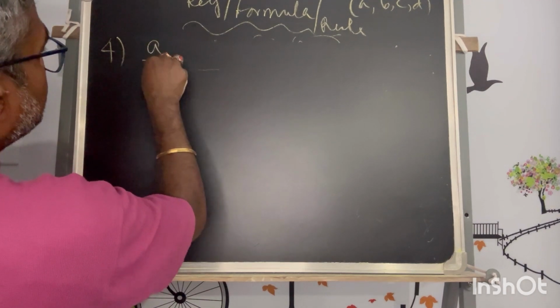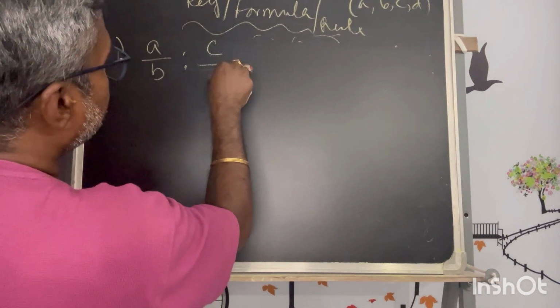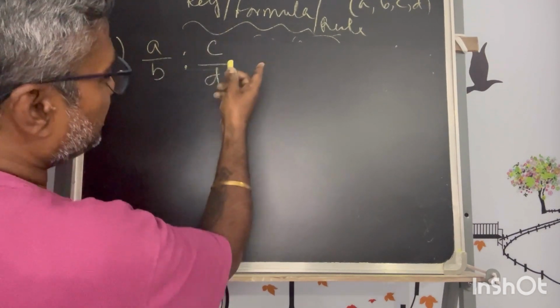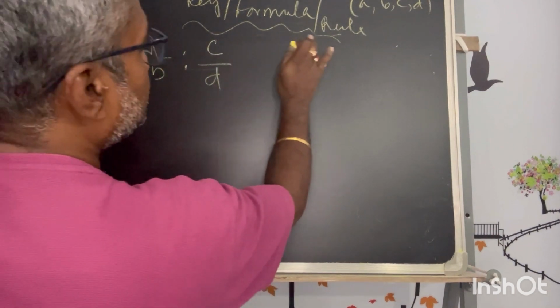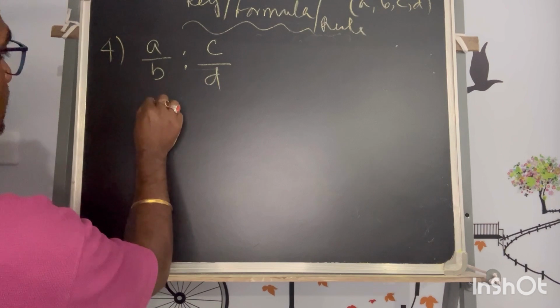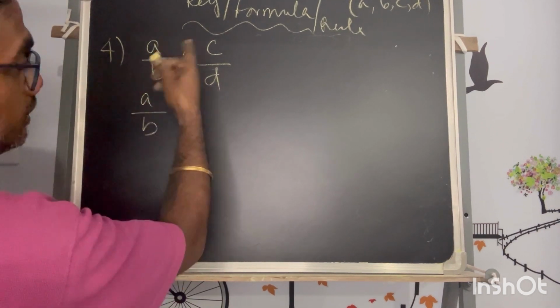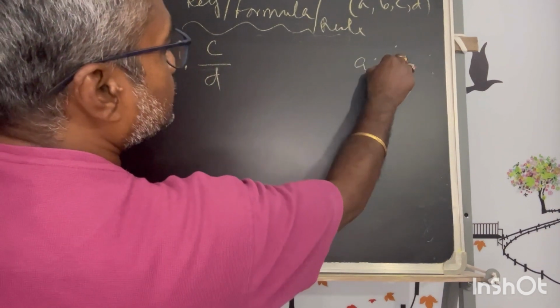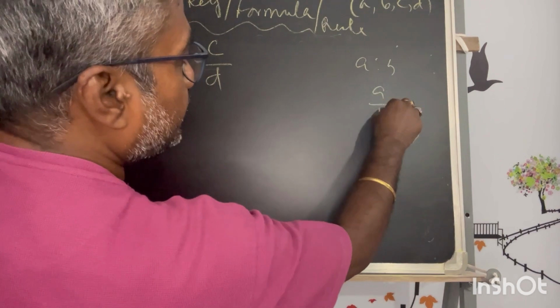Now A by B is to C by D. There is one ratio, then again they are in ratios. Then what would be the result? In case the ratio formula is there, that means it is being divided. As we understood, A is to B means we are dividing A by B.